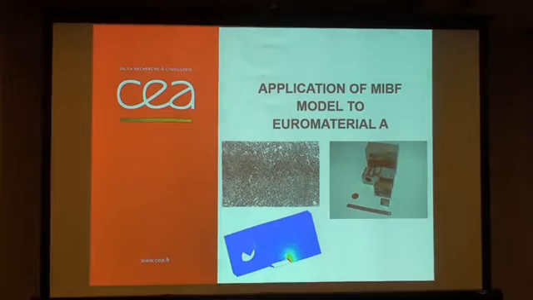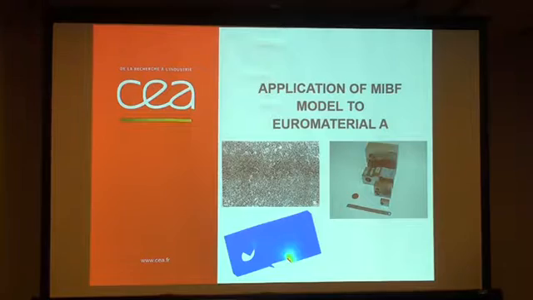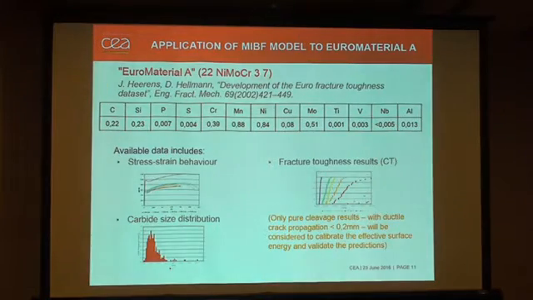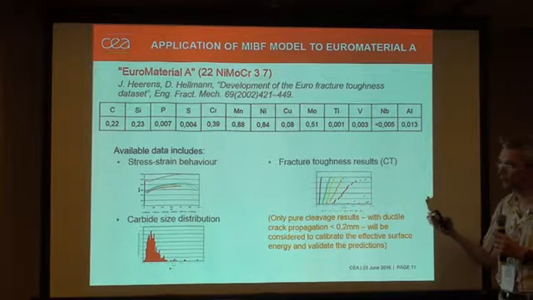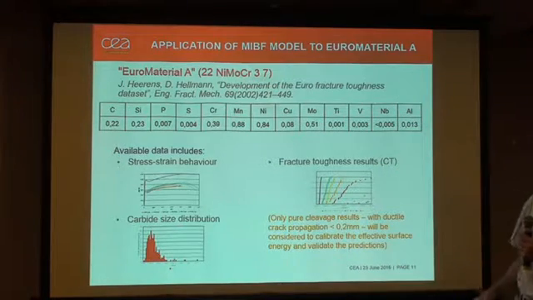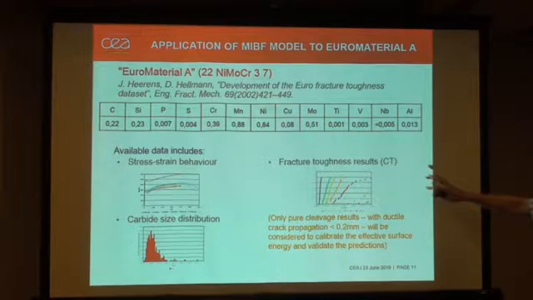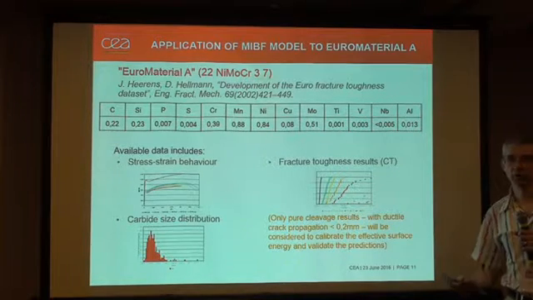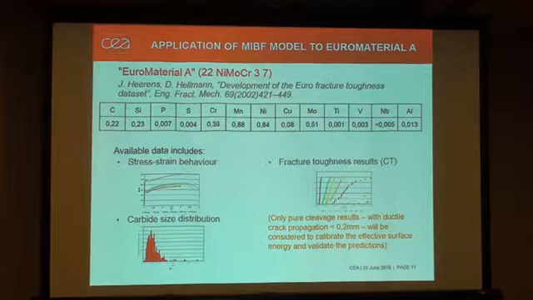Now we can apply MIBF to a nuclear steel. We used Euro material A, which is a German steel, for which we have, of course, the stress-strain behavior. We have the carbide size distribution and fracture toughness results. For this, we'll use only pure cleavage results to apply this cleavage model.